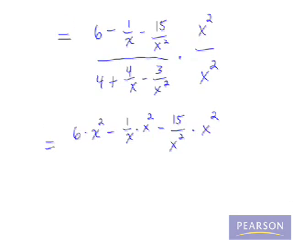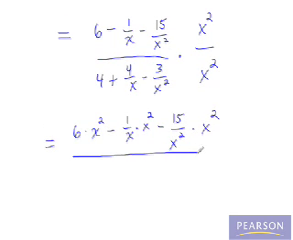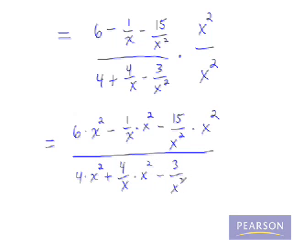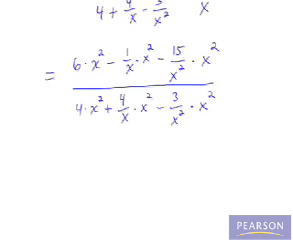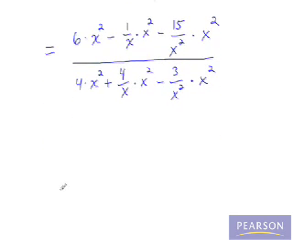And the bottom, again taking every term in the bottom times x squared, we'll have a 4 times x squared, a positive 4 over x times x squared, and negative 3 over x squared times x squared. So let's see what happens when we multiply this out.